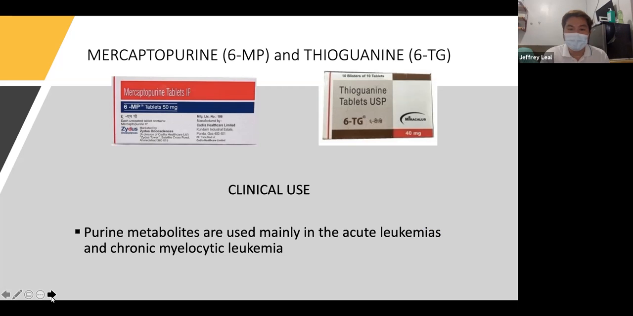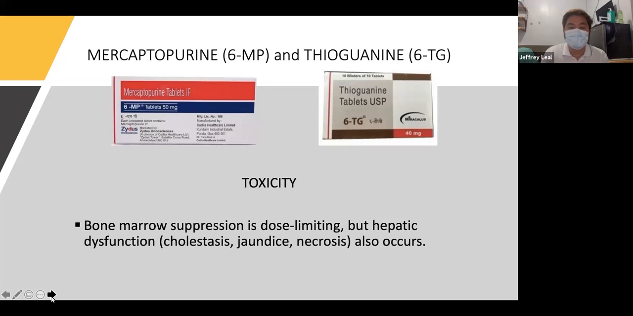Okay? So mercaptopurine and thioguanine are used mainly in acute leukemias and CML, or chronic myelocytic leukemia. The main toxicity for these two drugs is bone marrow suppression, which is dose limiting. But hepatic dysfunction like cholestasis, jaundice, and necrosis may also occur.